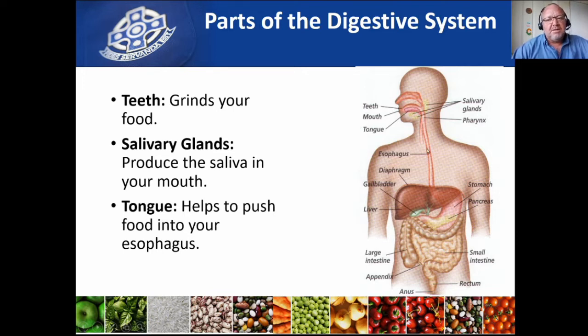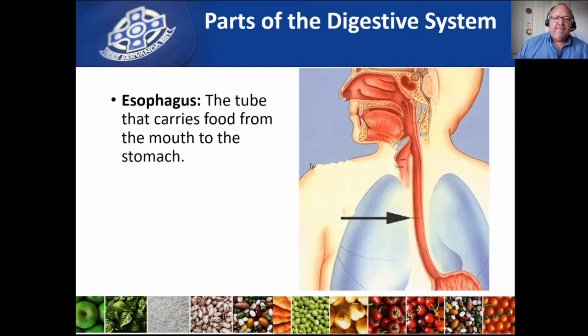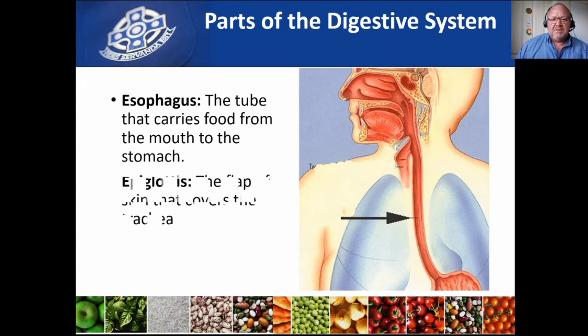So when you were young, you called it your gullet, but we are in science now, so we now call it our esophagus. And it travels down the esophagus into the stomach. So the esophagus is the tube that carries the food from the mouth to the stomach. The epiglottis, it's this flap thing over there, and that actually prevents food from going down the wrong hole.